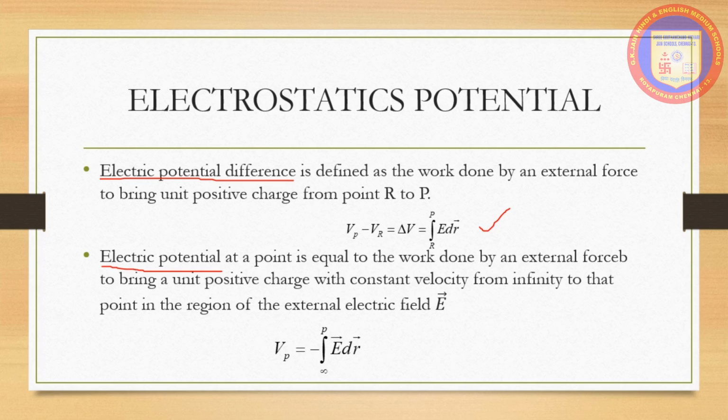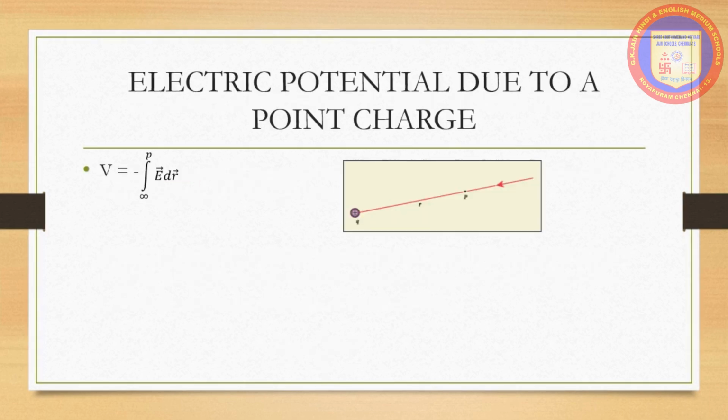Electric potential at a point P depends only on the electric field which is due to the source charge Q and not on the test charge Q dash. The practical unit is volt, named after Alessandro Volta, who invented the electrical battery. The next topic is electric potential due to a point charge.